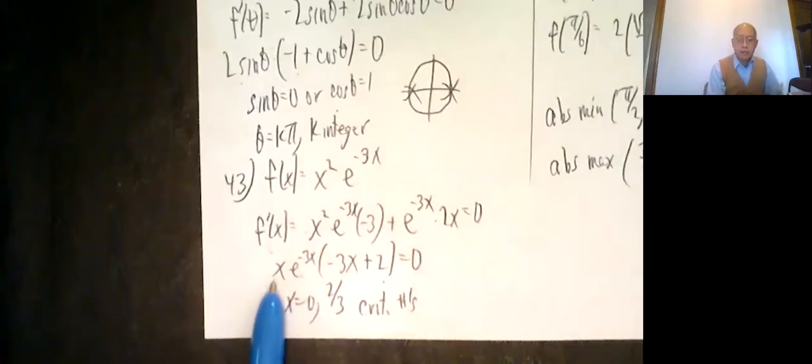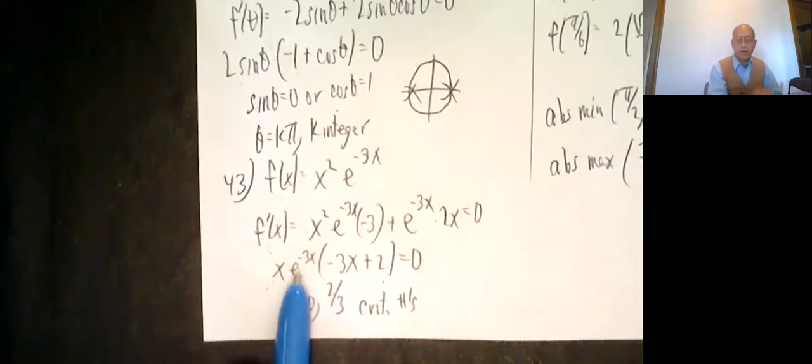Okay, so either this is 0, which means x equals 0. This being 0 is impossible, right? E to anything is always positive. That can never equal 0. And this one gives me 2/3, a little bit of algebra. So my critical numbers are 0 and 2/3.